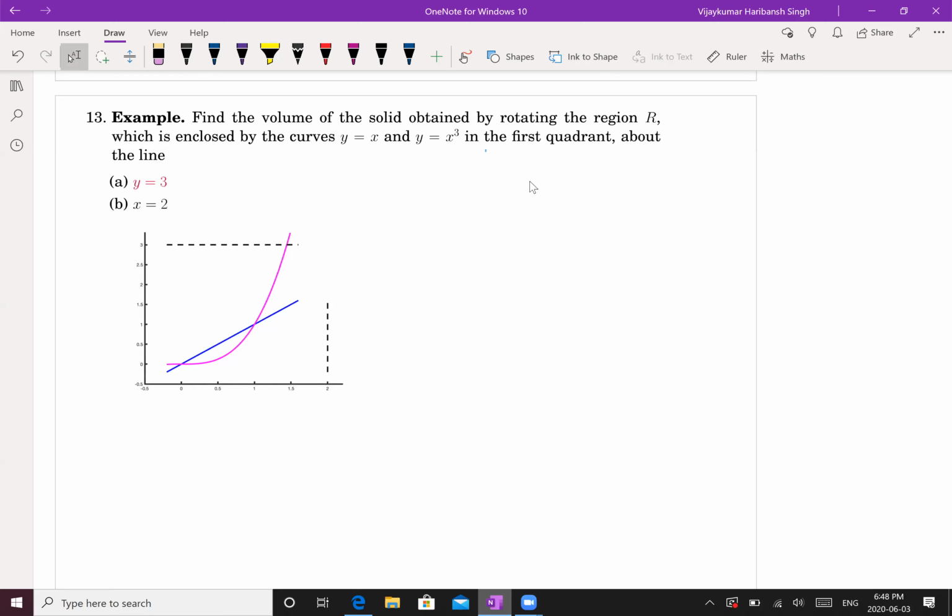So find the volume of the solid obtained by rotating region R, which is enclosed by the curve y equals x cubed in the first quadrant and about the line y equals 3. So let's first do y equals 3. So y equals 3 is this line.